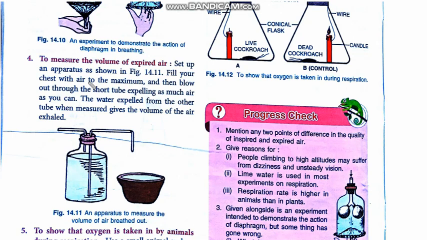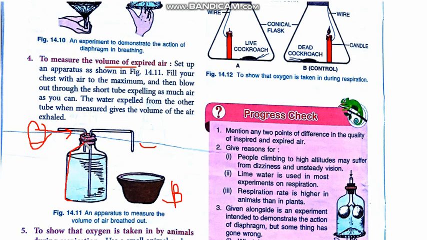So now our next experiment is to measure the volume of expired air. What we have to do, this is a bell jar. Okay, and here's water, then it is a short tube, and this one is a long tube, and here's a bowl. Now what is happening, we have to fill our chest with the air as much as we can. Okay, so we have inhaled the air inside our lungs as much as we can, and we have to blow it from this short tube.